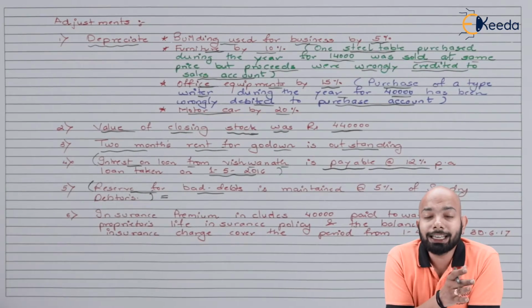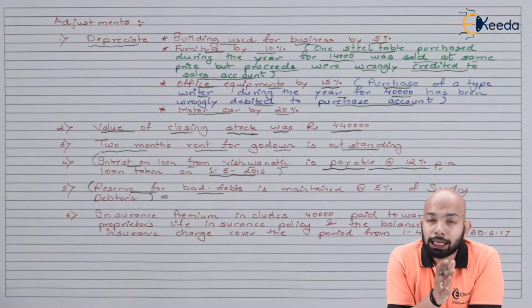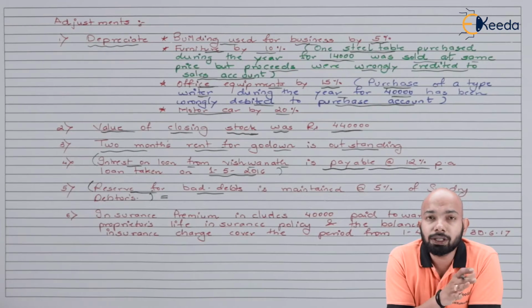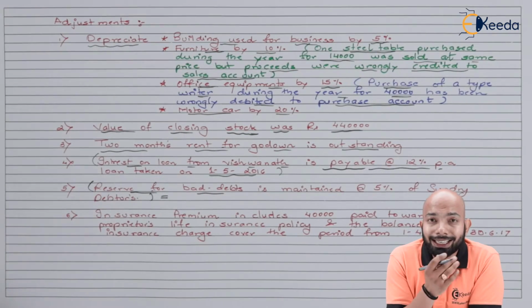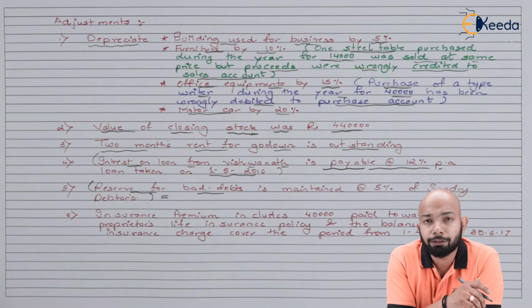Now, reserve for bad debts stays to be continued at 5% on sundry debtors, which has been mentioned. Let's go on to the last adjustment that we have to take care of.